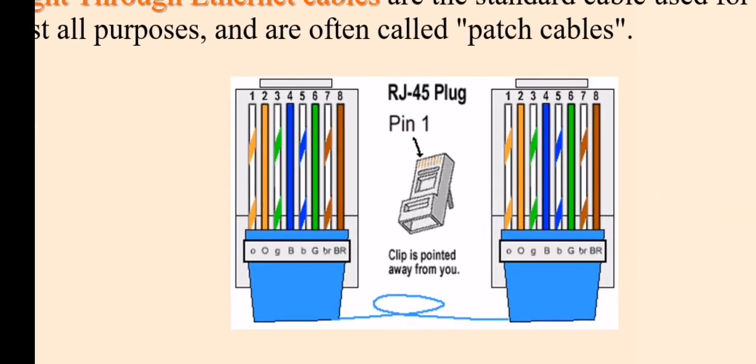When you place these wires inside the RJ45, the colors should be followed as illustrated here. Ethernet cables are the standard cable used for almost all purposes and are often called patch cables. It is highly recommended that you duplicate the color order as shown on the left.